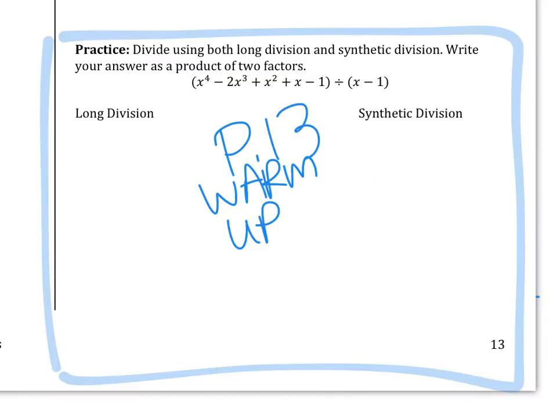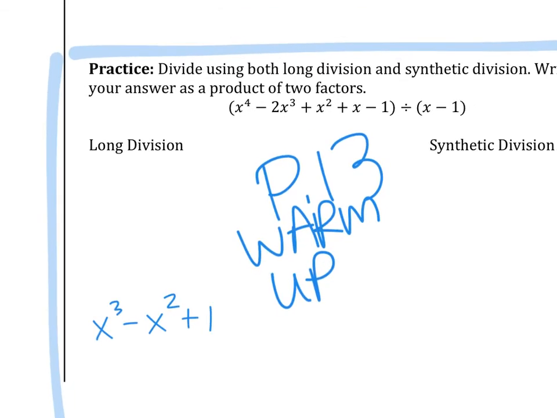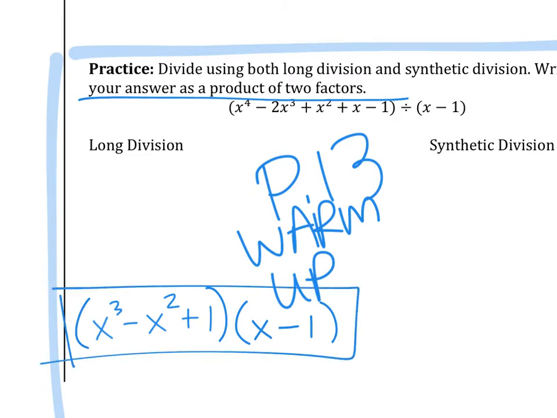All right, so once you did the long division and synthetic division, no matter which method you do, you should get the same answer. Your quotient should be x cubed minus x squared plus 1. Okay, the question says, write your answer as a product of two factors. Product means multiply, right? The quotient is one factor. The other factor is the divisor. So this is the answer. Okay, if you only have the quotient, you got half of it right. Make sure you read the direction.